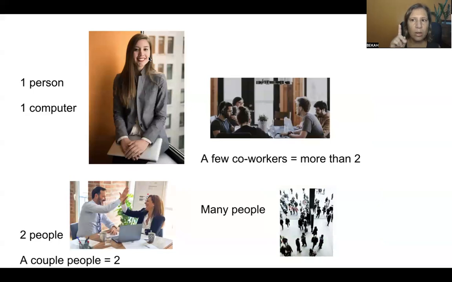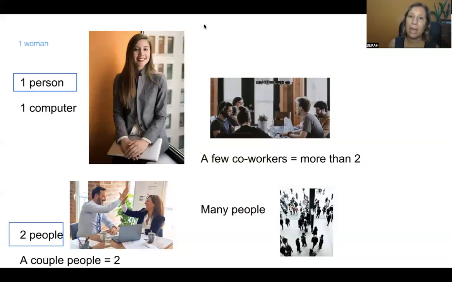This is one person. It's singular. It's one woman. She's an adult. Here we have two people. We have a man and a woman. People is plural. There are two, three, five people. One person. She has one computer.